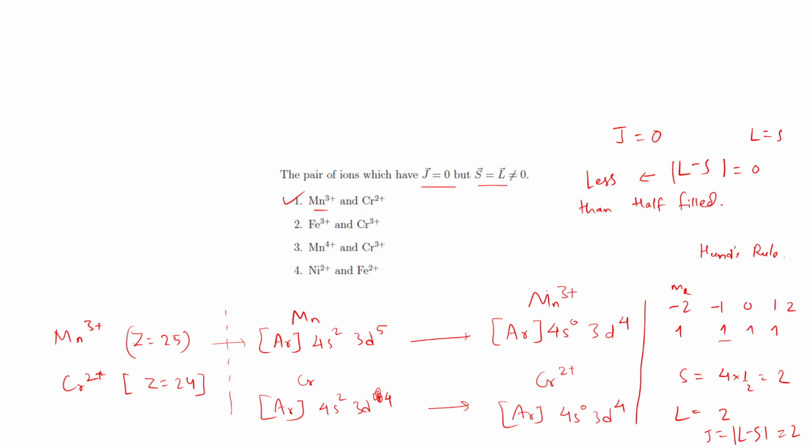Now you can check for the others if they are true or not. You can apply Hund's rule directly and check. You can look into the periodic table to see their electronic configurations and check for the other elements as well. Now let us go to the next question. I hope you know how to solve this kind of problem.